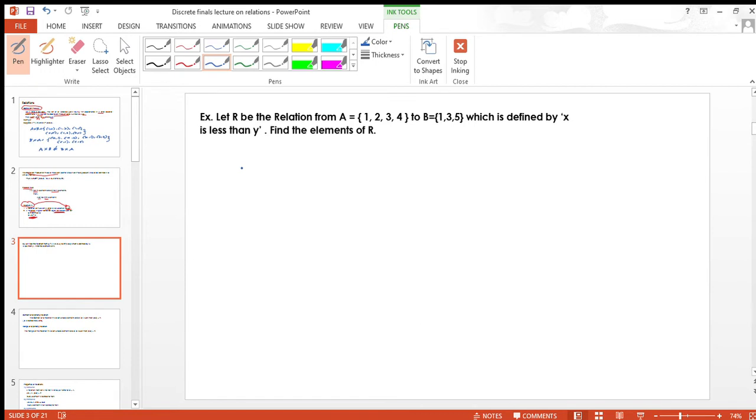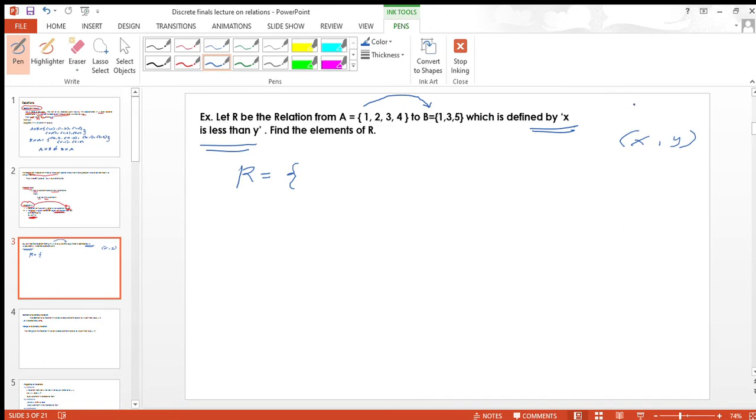Let R be the relation from set A to set B, where in set A we have the elements 1, 2, 3, 4, and in set B we have the elements 1, 3, 5, and the relation R is defined by x is less than y. We need now to find the elements of R. So if we want now to get the elements of our relation R, we get all ordered pairs, but remember your ordered pairs (x, y).